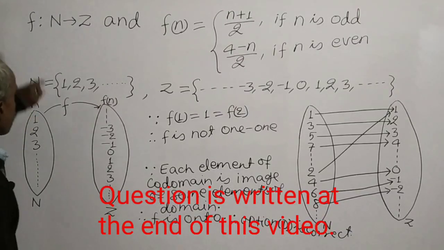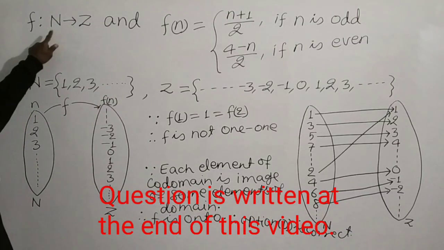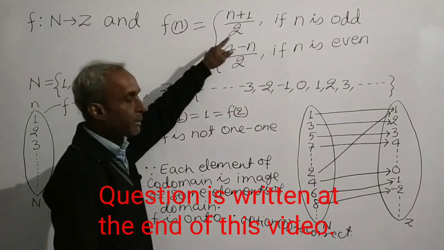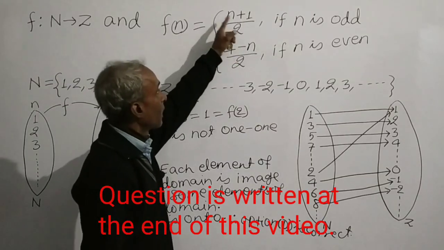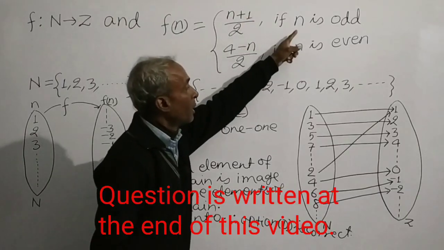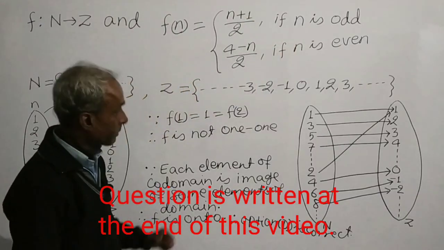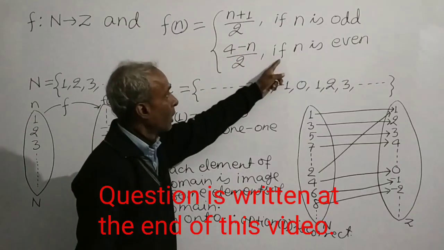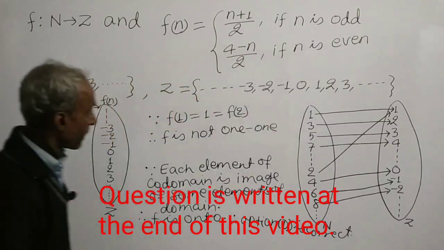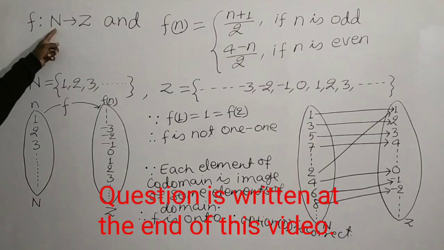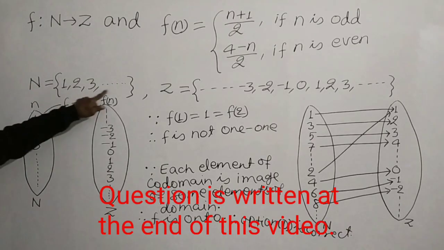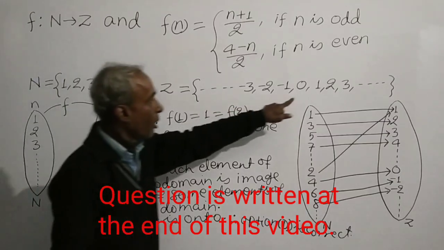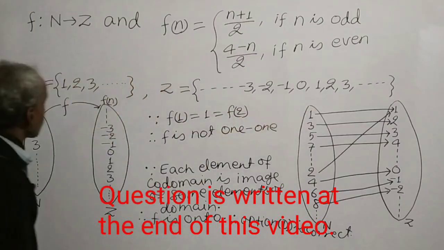It is given in this question that f is a function from N to Z and f(n) is defined as f(n) = (n+1)/2 if n is odd, and f(n) = (4-n)/2 if n is even. Here N is the set of natural numbers and Z is the set of all integers.